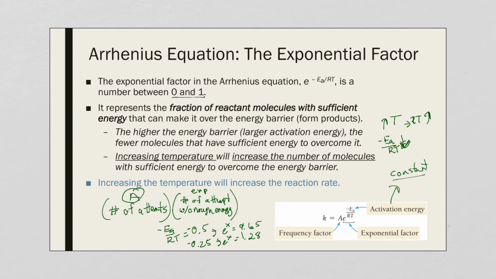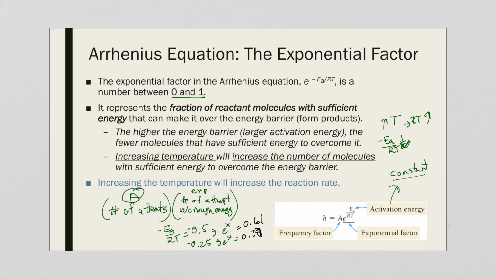So let's erase all this here. Let's say we have e to the negative 0.5. That's going to equal 0.61. But if I have e to the negative 0.25, we have 0.77 or 78. So our exponential factor has gone up.